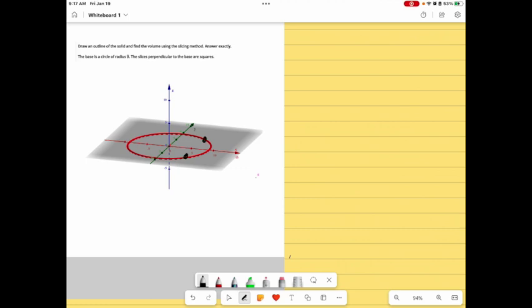So these 2 points that I just drew on that circle are going to be the corners of a square, which is one of the cross sections. So there's a cross section. So when we use the slicing method, we need to define the area of each cross section. Because this is a square, it makes it easier because all we need to do is find the length of one side and then square it to find the area.